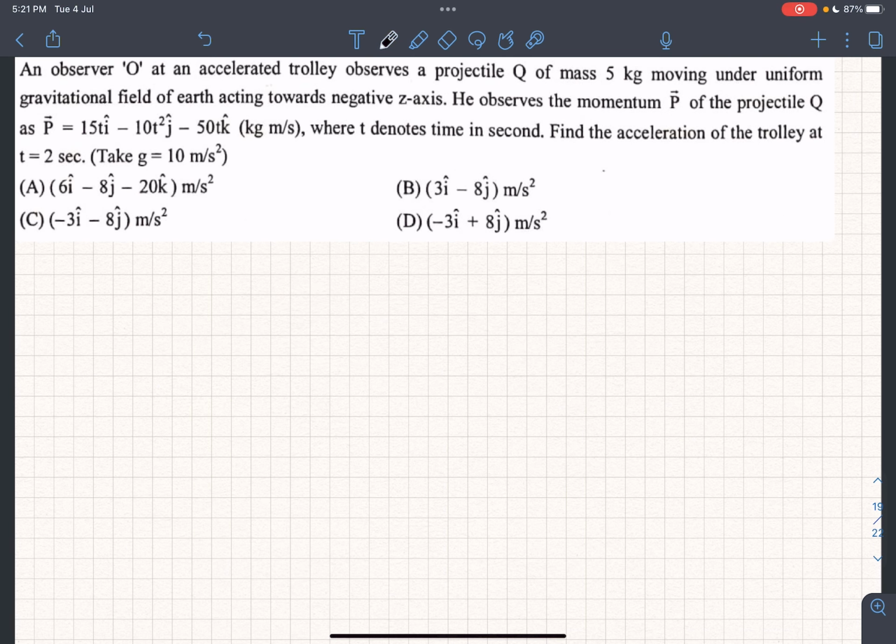Okay, moving on to problem number 3. We have an observer O who is sitting on an accelerated trolley. The observer O is sitting in this trolley, which is being accelerated with some acceleration A in the xy plane, which we don't know about.